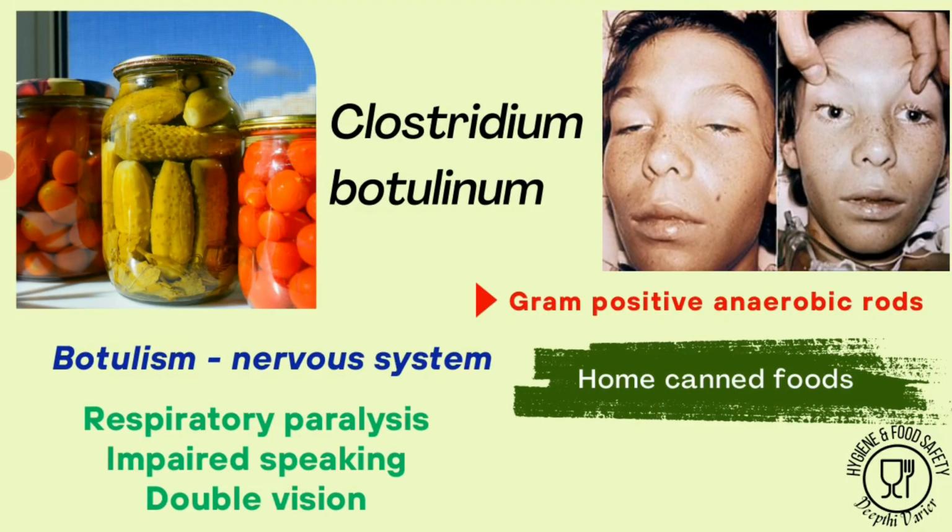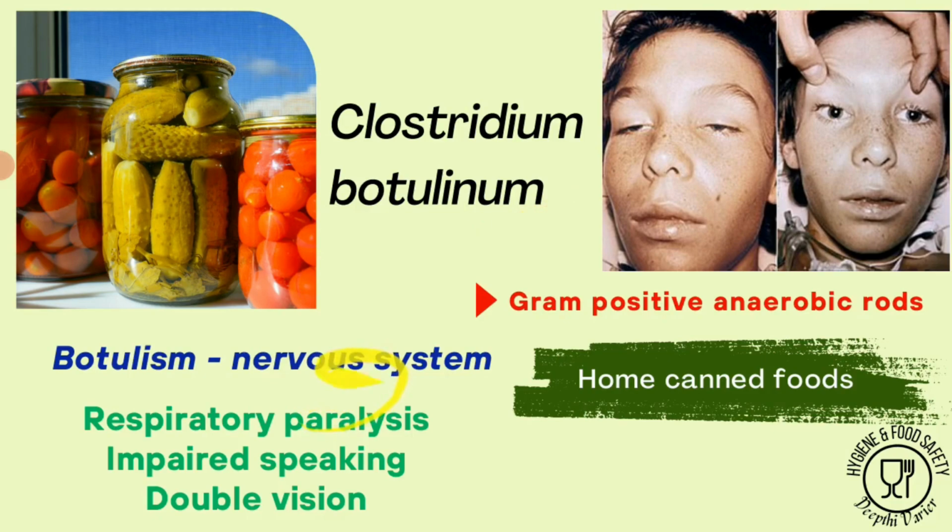In Clostridium botulinum, there's a toxin being produced. However, this is a neurotoxin, which means it is a very, very potent toxin that affects the nervous system, peripheral nervous system. So the symptoms are much more severe. It can even cause death. There can be respiratory paralysis, impaired speaking, impaired swallowing, double vision, and finally, due to the respiratory paralysis, it leads to death. Almost 60% of cases of Clostridium botulinum lead to death.